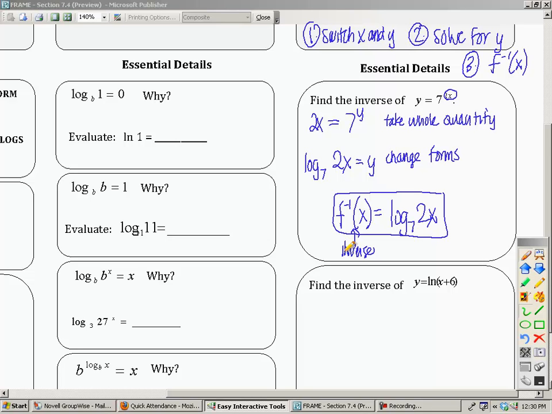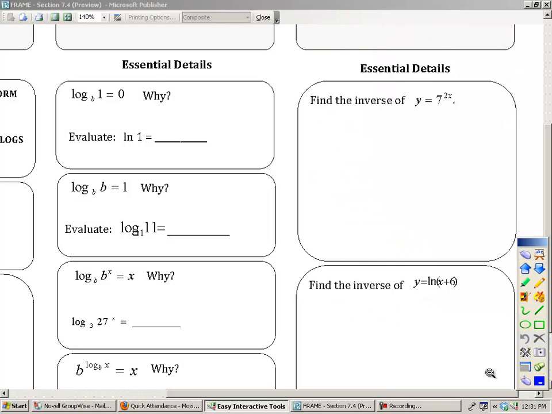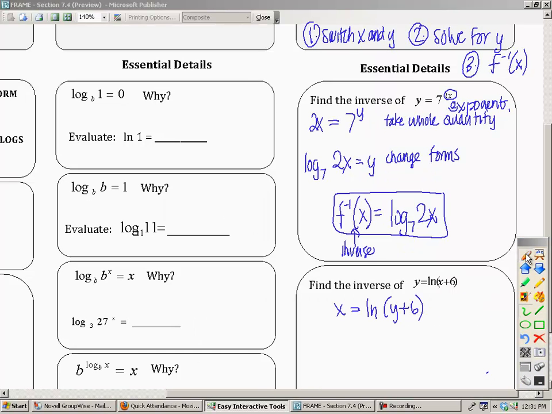We're going to start in the second one by switching x and y. X equals the natural log of y plus 6. Now I don't have to take the whole quantity because it's not in the exponent. So maybe I better write that. Take the whole exponent quantity. Okay? I apologize for this coming up. Let's deal with that. Okay, take a look.